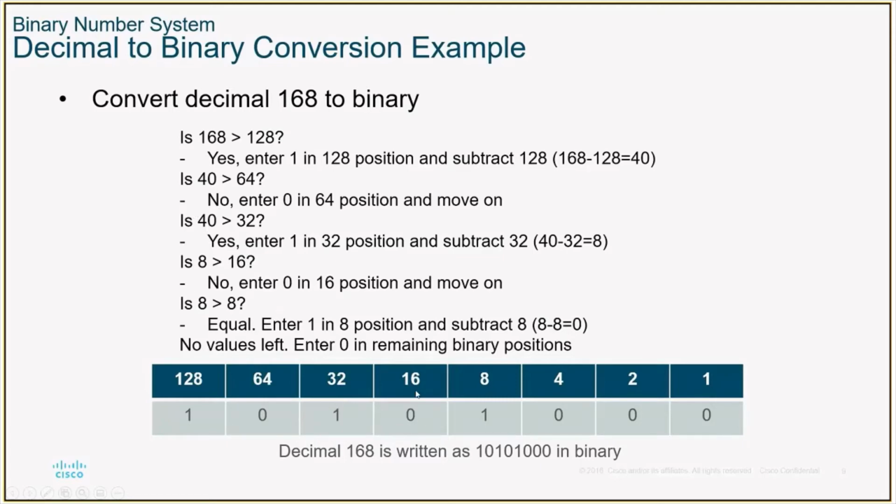Of course, 8 is smaller than 16, so that's a 0. It's exactly 8, so that's nice. We've got 0 left when you subtract 8 from 8. The rest of the columns will all be 0 because we've already got 168. That's the process of getting from decimal to binary. Again, it's not difficult. You just need to know the process and maybe work through it a few times to figure it out for yourself.